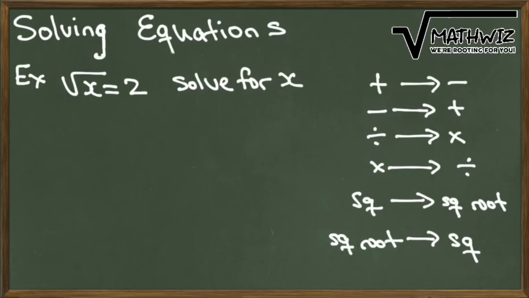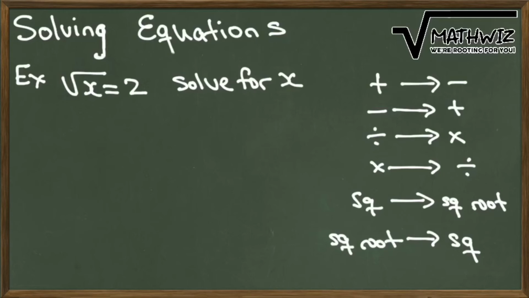And in the video before this, we would have looked at if you have something squared on one side, to get rid of it, what you do to the next side is to square root. So as you can imagine, now that we have the square root, to get rid of the square root, we need to square the other side.